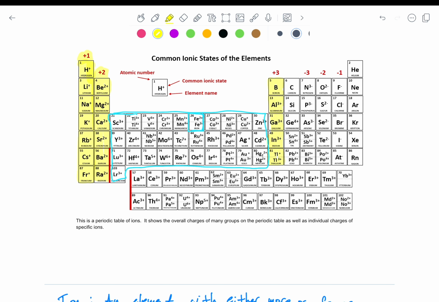So your alkali metals, they have one electron to give away, so they're going to do it. This next column, the alkaline earth metals, have 2 valence electrons that they can give away. The boron group has 3 electrons that they can give away.